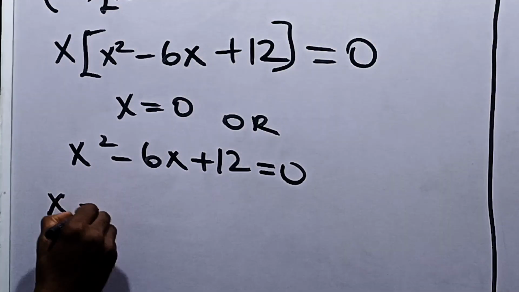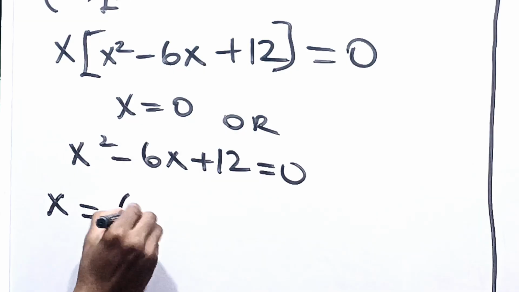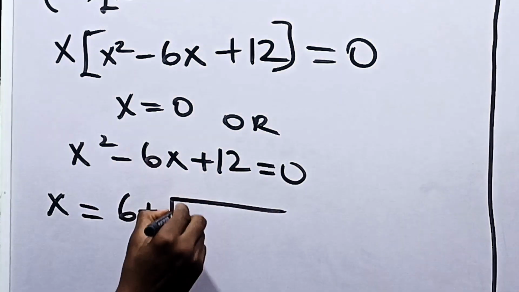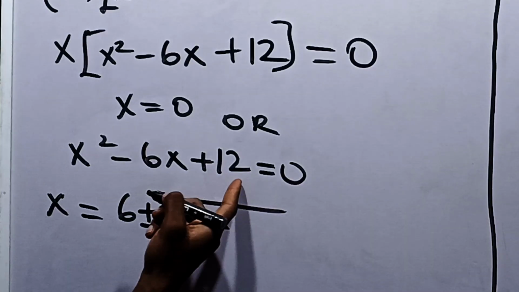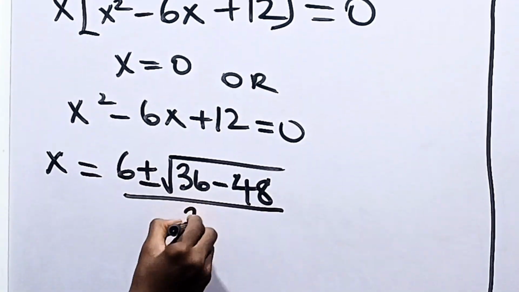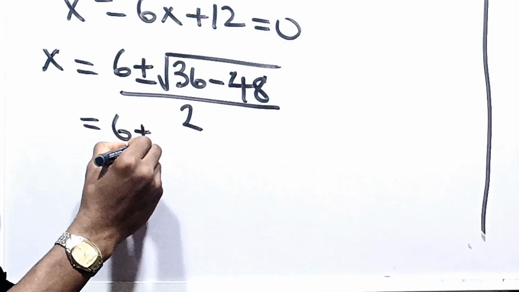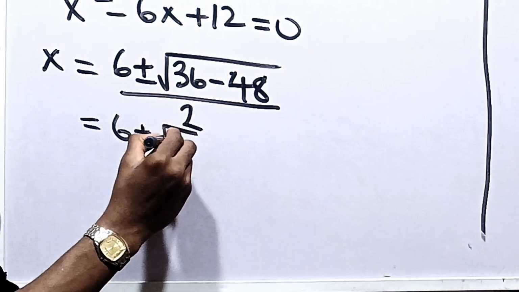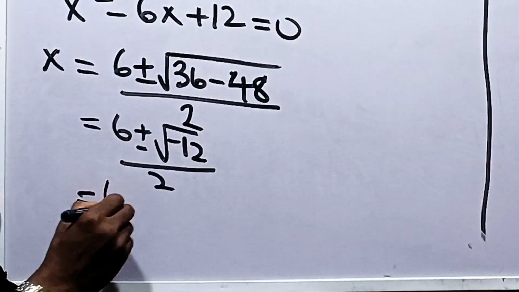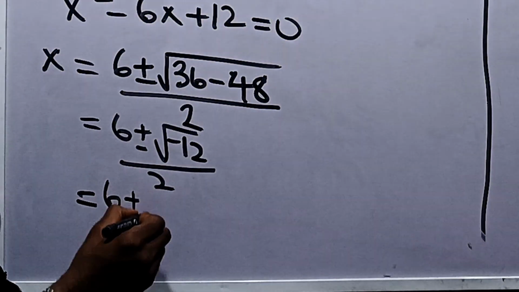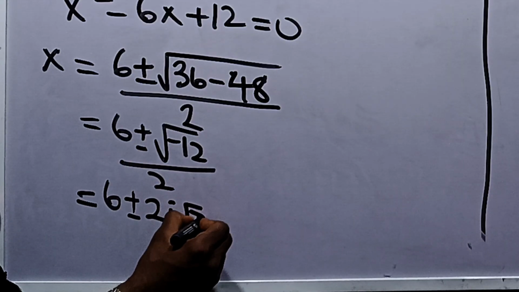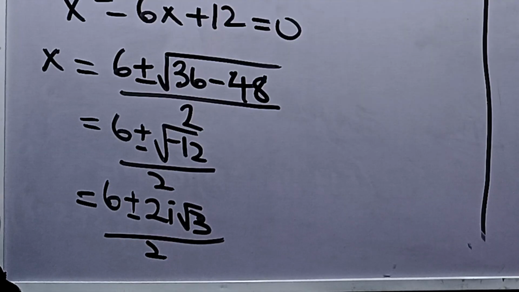x will be equal to minus b, so 6 plus or minus the square root of 6 squared, which is 36, minus 4 times this, which is 48, all over 2 times 1, which is 2. Now this is equal to 6 plus or minus the square root of negative 12, all over 2. The square root of negative 12 is the same as 2i root 3, which is what we got before, so 2i root 3 all over 2.